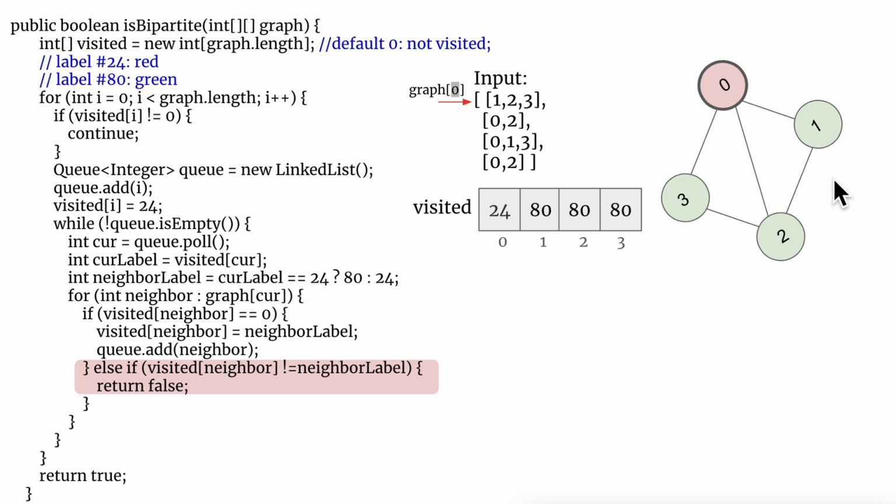We then color its adjacent nodes 1, 2, 3 green, which is number 80. When we reach node 1, we discover its adjacent node 2 has the same color. This breaks the bipartite graph rule. We immediately return false, concluding that this is not a bipartite graph.